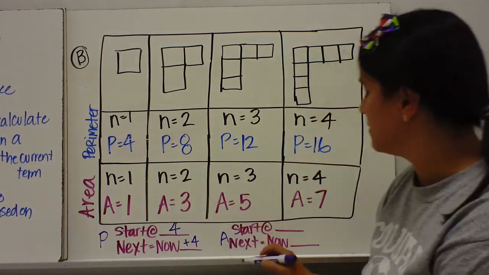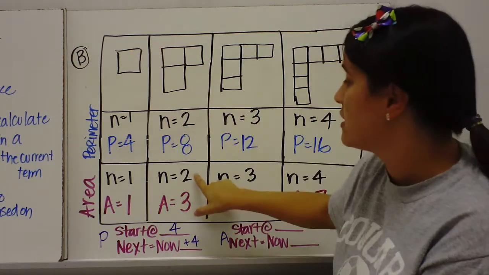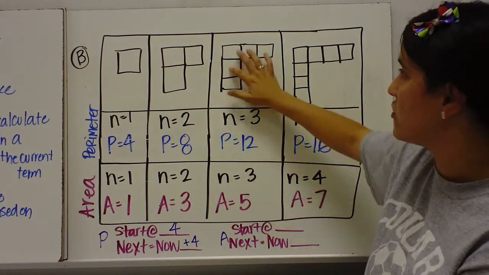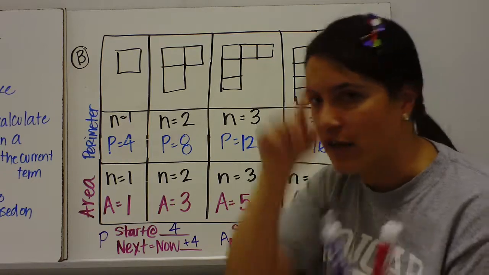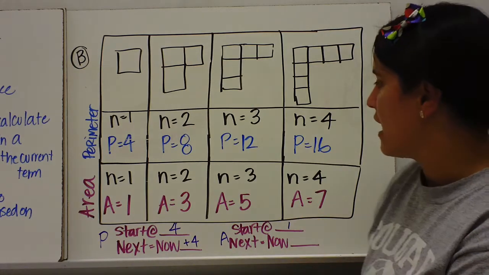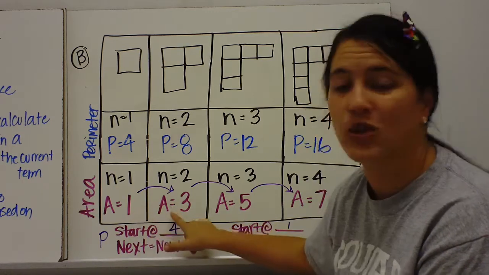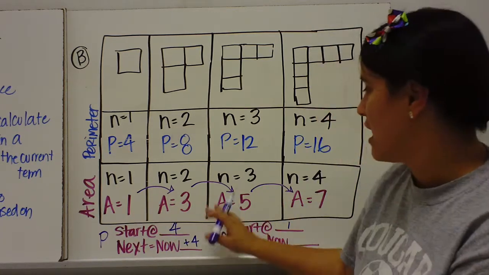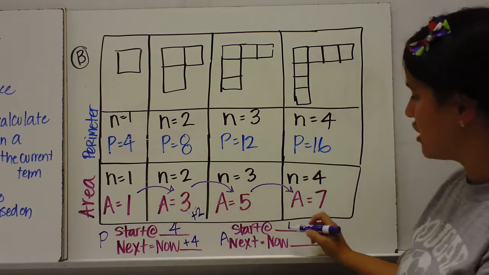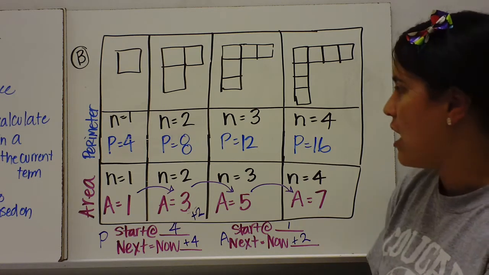For the area, my first term is 1 and my area is 1 because there's 1 square. My second term, the area is 3 because there's 3 squares. This is 5 because there's 5 squares. Area is the squares, not the outside, but the squares. So I'm starting at 1, and then can you figure out the pattern from 1 to 3, 3 to 5, and 5 to 7? And that is plus 2. So my equation is next equals now plus 2.